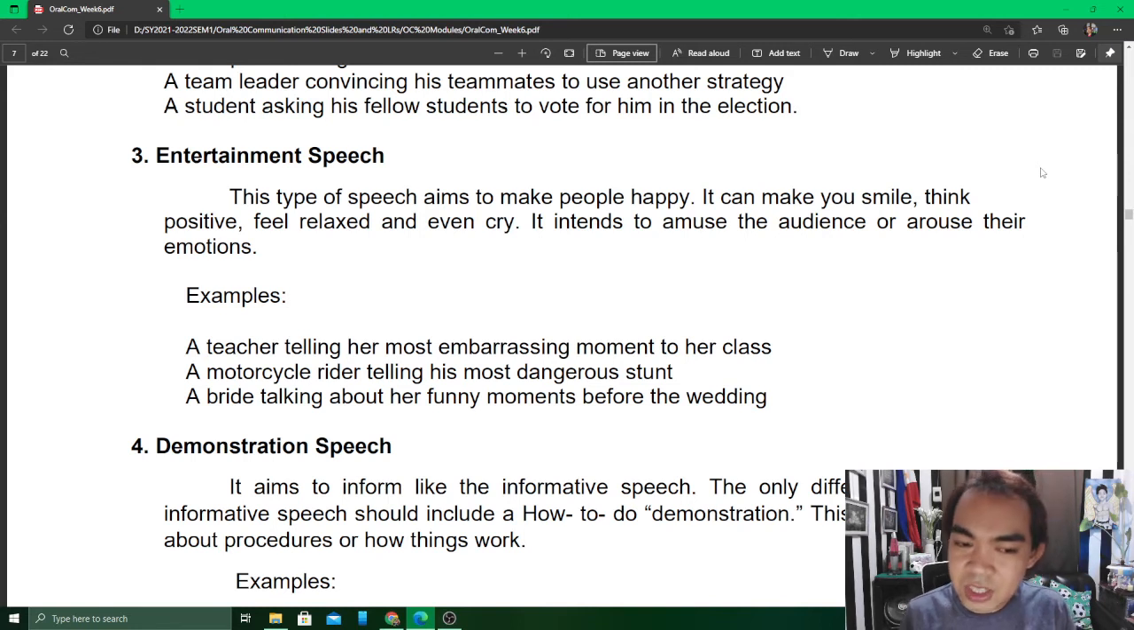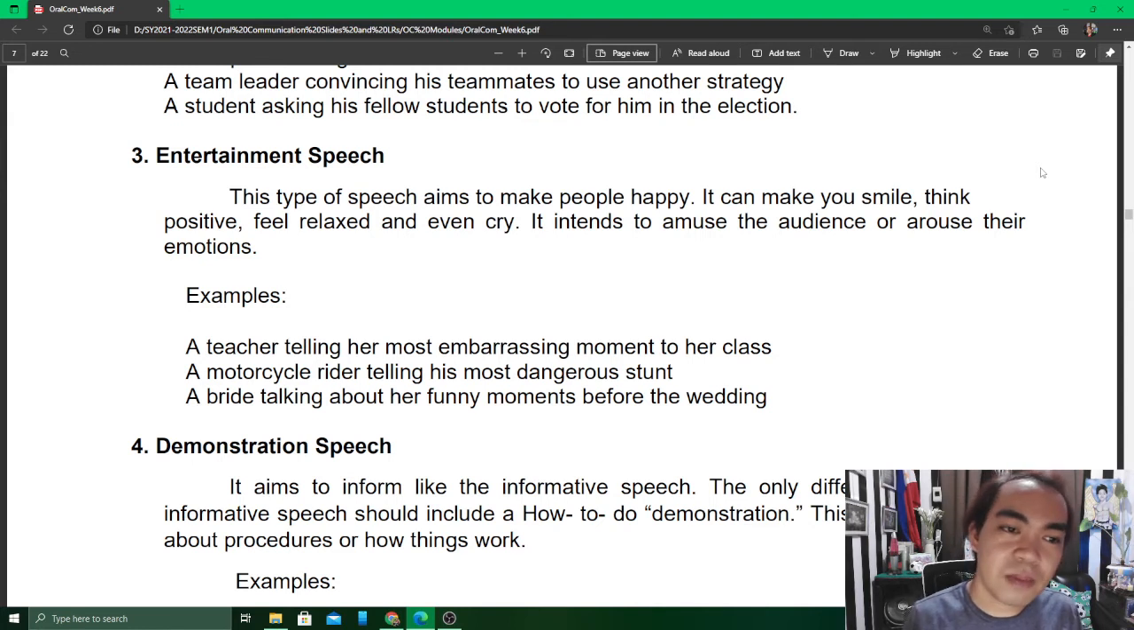Hindi lang na siya informative. But others sometimes nagasalot si teacher sa mga muni-muni sa klase kay tungod nga natakaan na mamati or namburingan na ang mga estudyante. So para medyo ma-arouse sila, manging curious sila, ga-transfer siya into entertainment speech. A motorcycle rider telling his most dangerous stunt, a bride talking about her funny moments before the wedding. So, amo lang kita siya, to entertain.